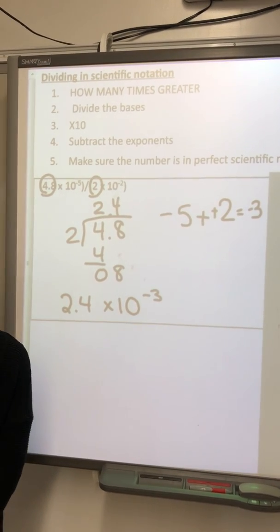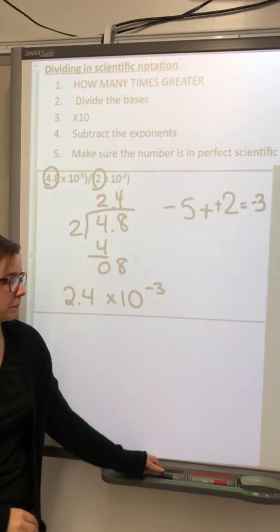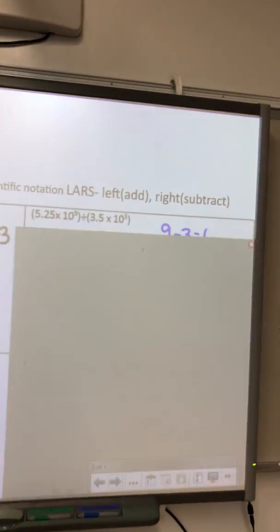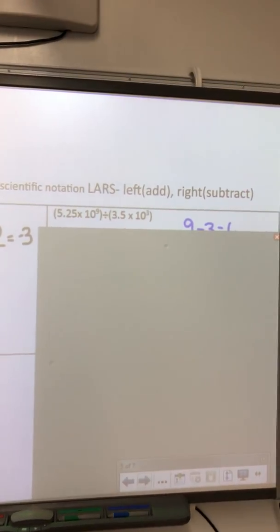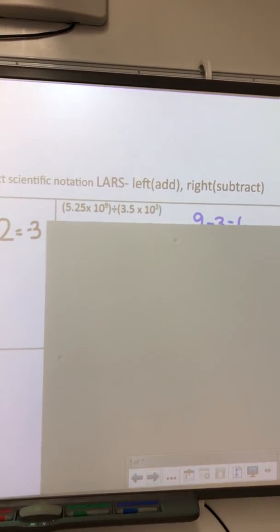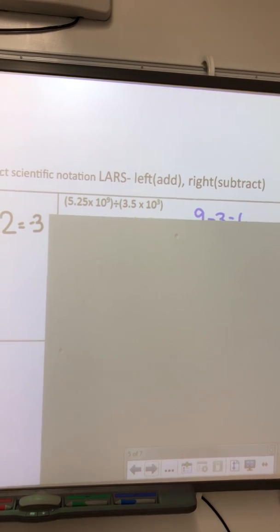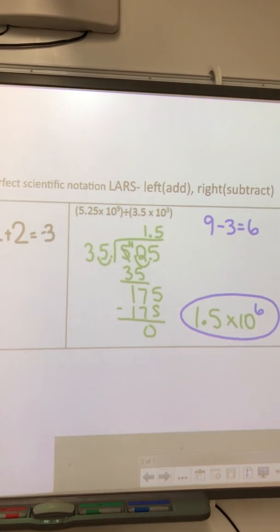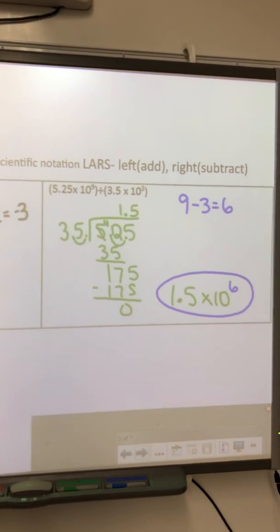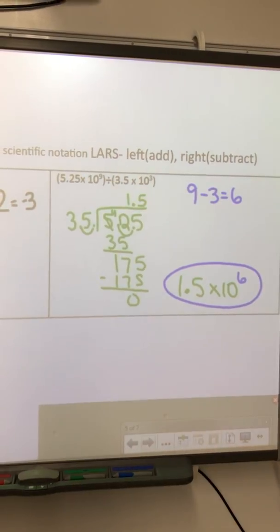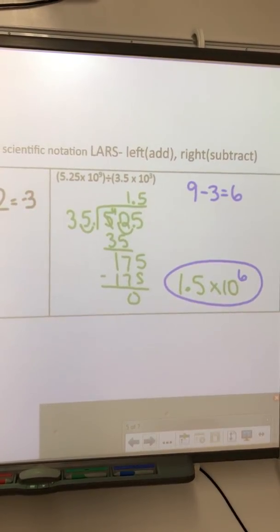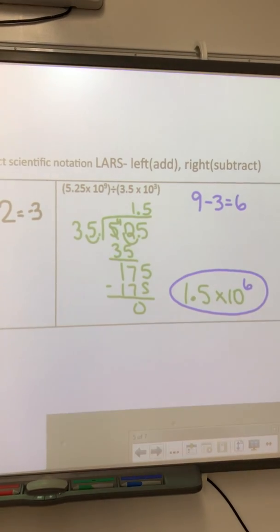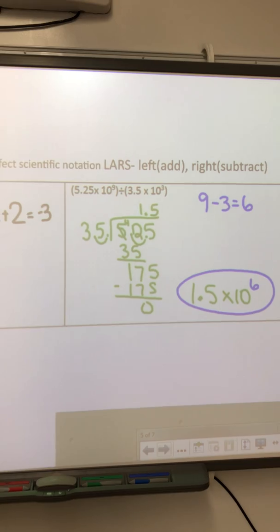Now I want you to try the next one. 5.25 times 10 to the 9th divided by 3.5 times 10 to the 3rd. First thing, you divide the bases. 5.25 divided by 3.5 is 1.5. Always times 10, and then I'm going to subtract my exponents. 9 minus 3 is 6. You should get 1.5 times 10 to the 6th power.